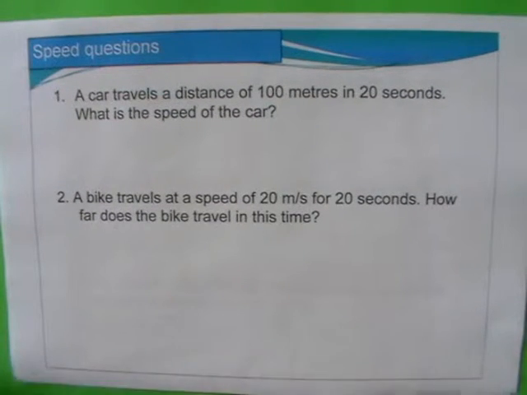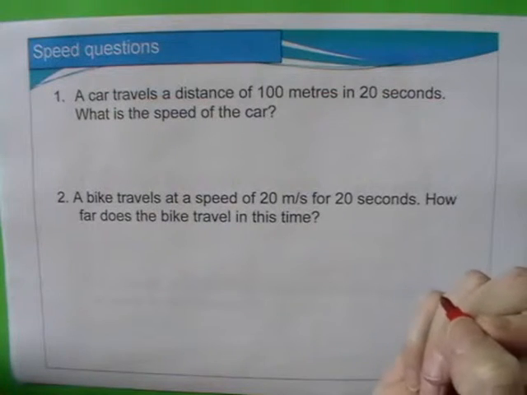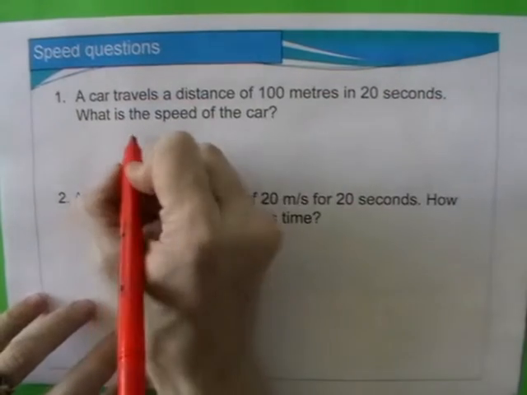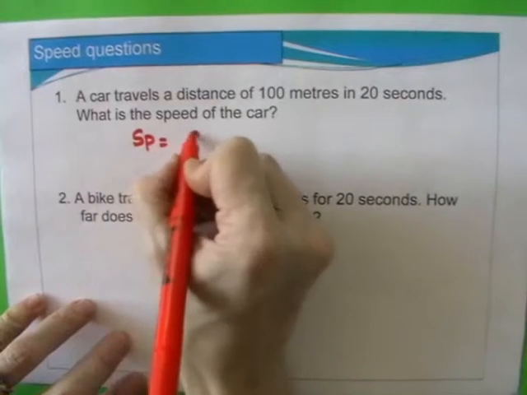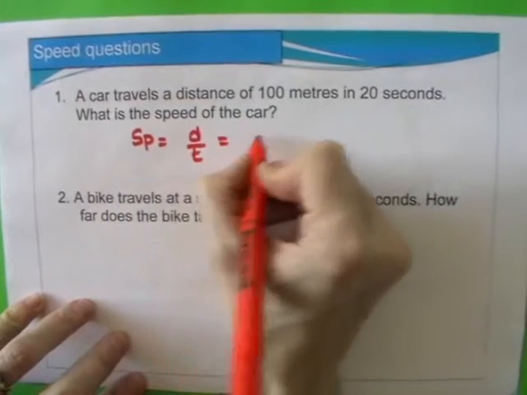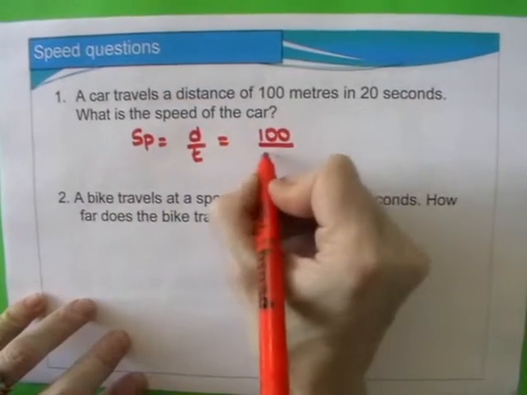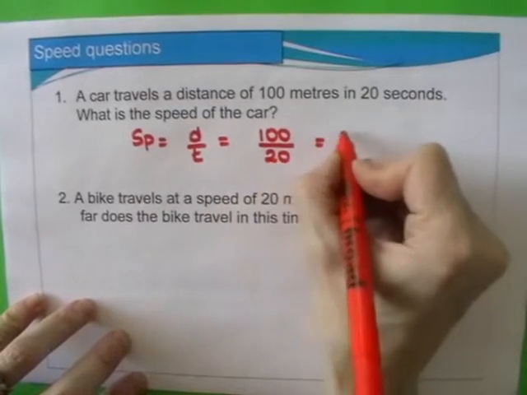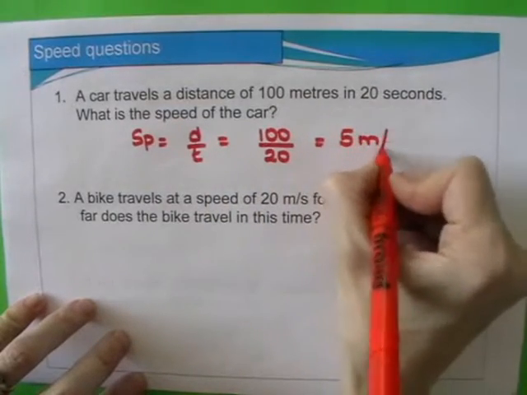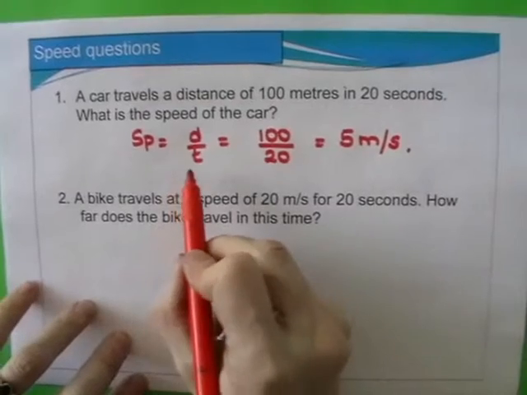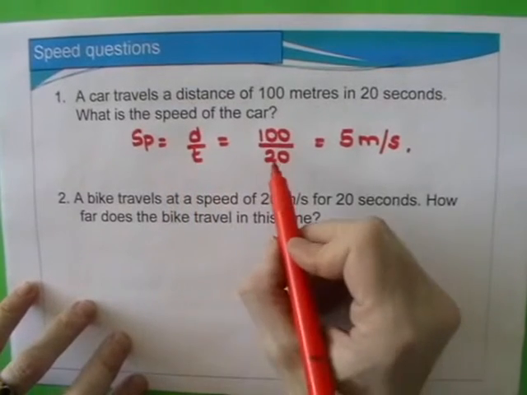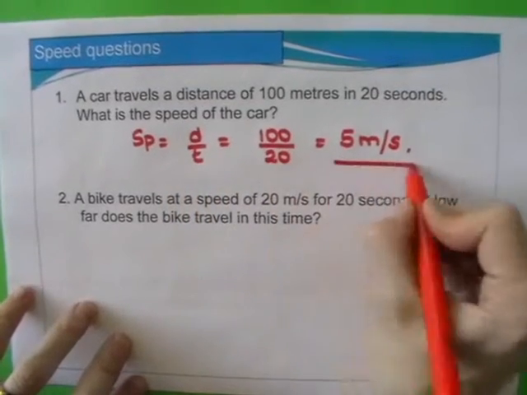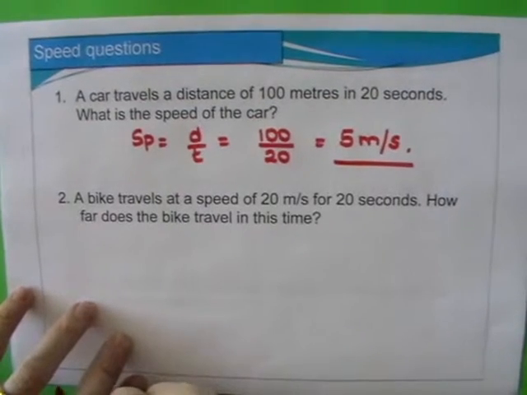So a car travels a distance of 100 meters in 20 seconds. What is the speed of the car? So speed equals distance over time. Distance is 100 meters. Time is 20 seconds. And the answer is 5 meters per second. So get into the habit of writing down the equation, writing down the numbers, write down the answer, and give it a unit. And that would get you 4 marks in an exam.